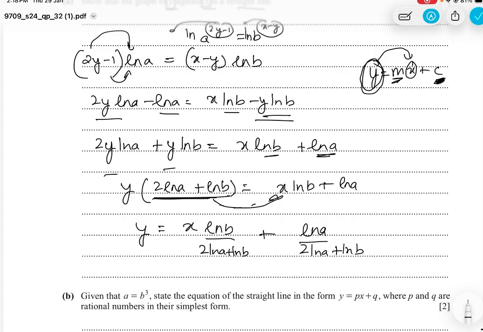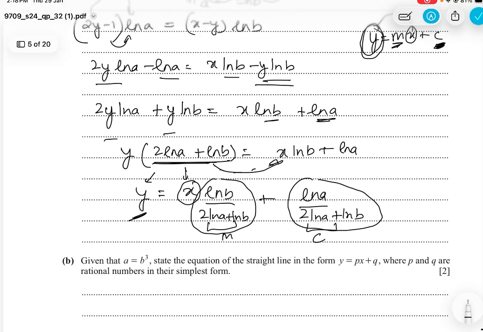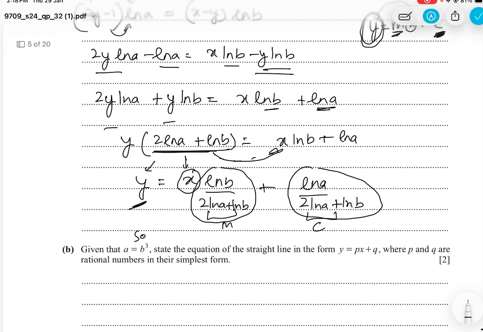See now, compare. We have y, we have x. This one would be m, the slope, and this one is the y-intercept that is also constant. See, this value is constant. This value is also constant. What do you mean by constant? It has a specific value, and these two values, x and y, will change. So it is a straight line.